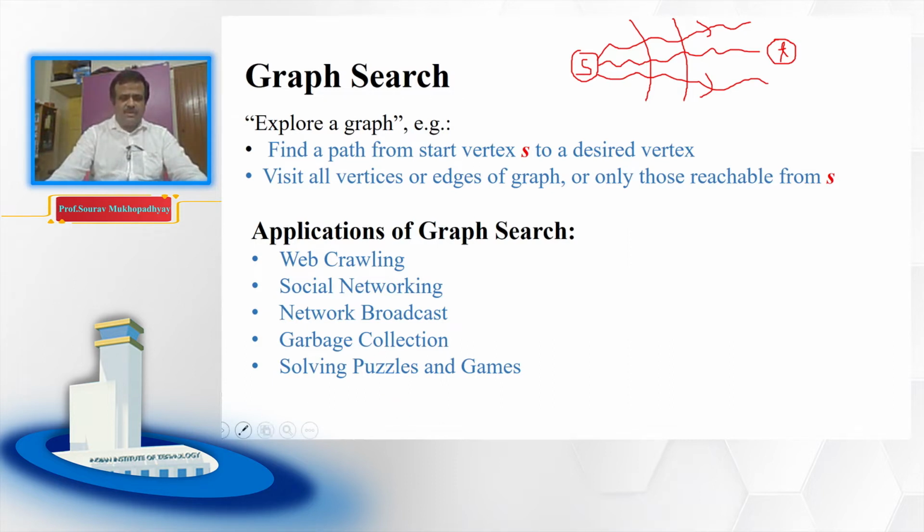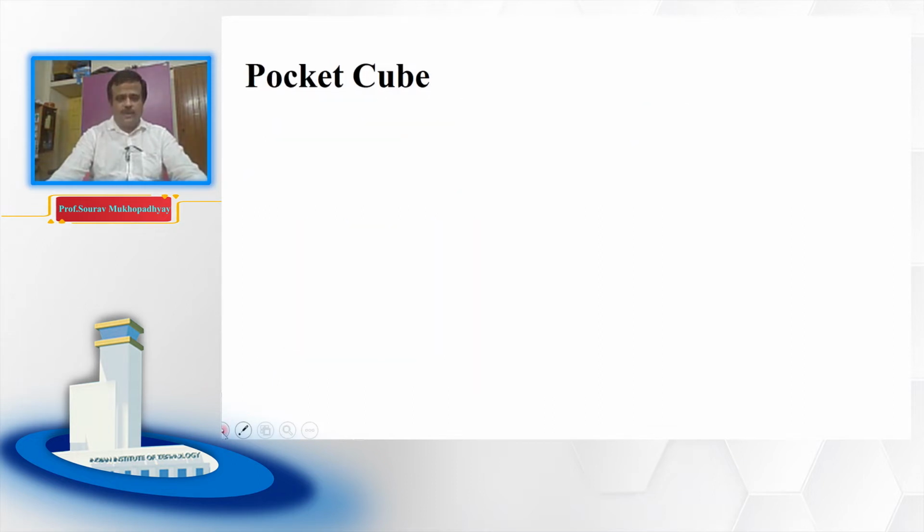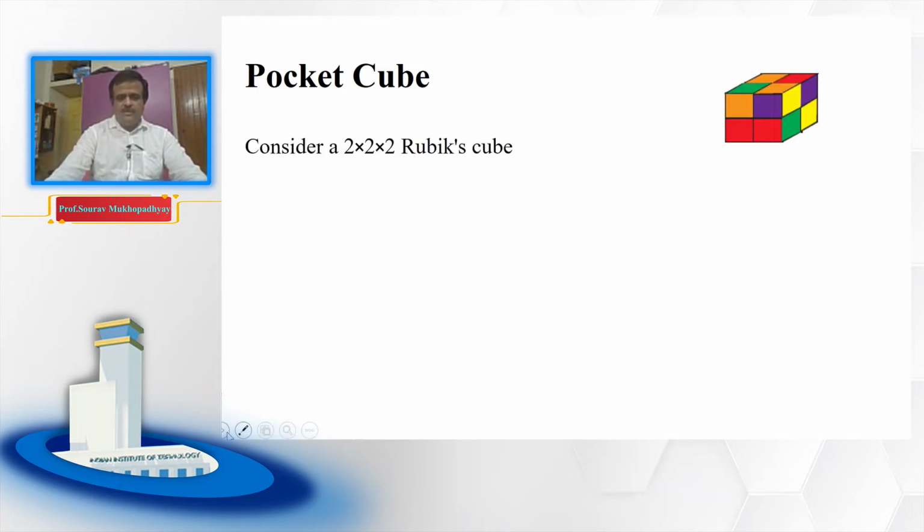So let us now concentrate on the Rubik's cube or the pocket cube. Consider a 2 by 2 by 2 Rubik's cube. It's like this. We have all seen this pocket cube. Now, how can we see this as a graph? I mean, if we consider every position as a node of a graph, how do we configure the graph?